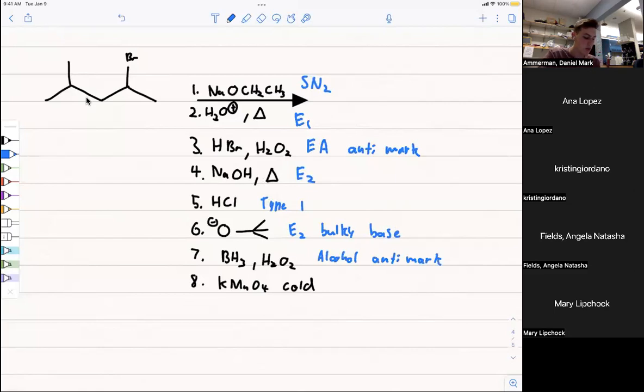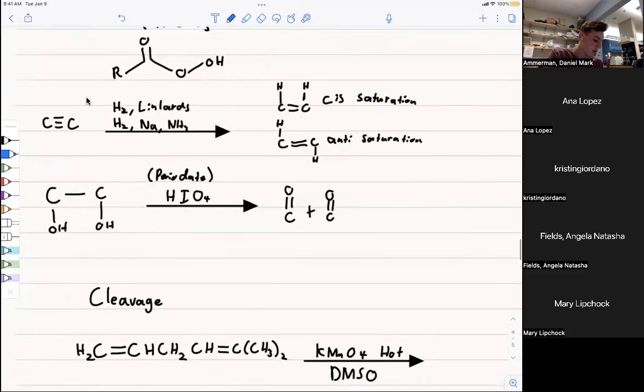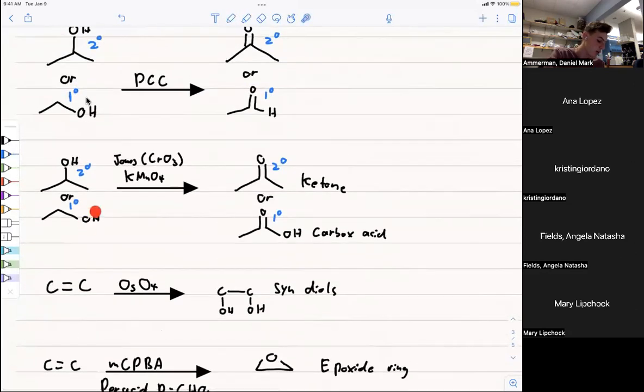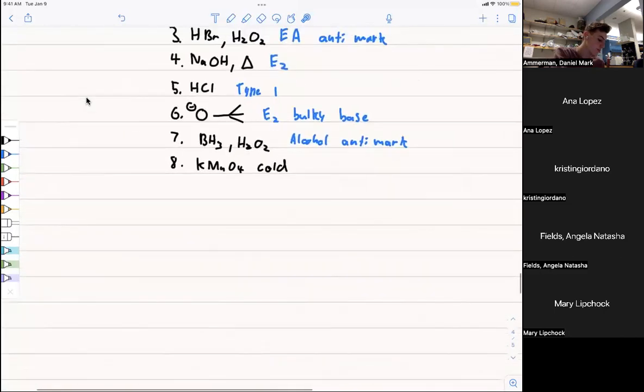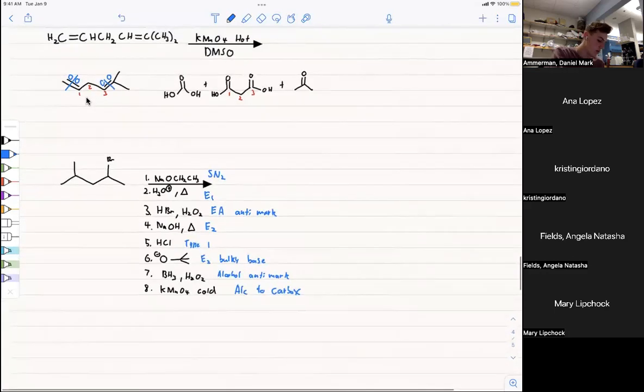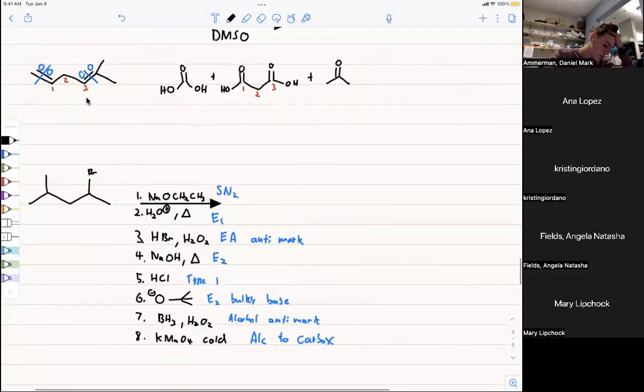And this will do this last step that we just did up here, right? It'll be this one, and it will go to a carboxylic acid. So I'll do alk to carbox. All right, so that's what the steps do. Let's do them.